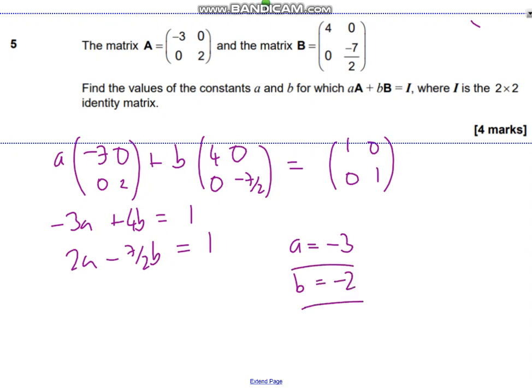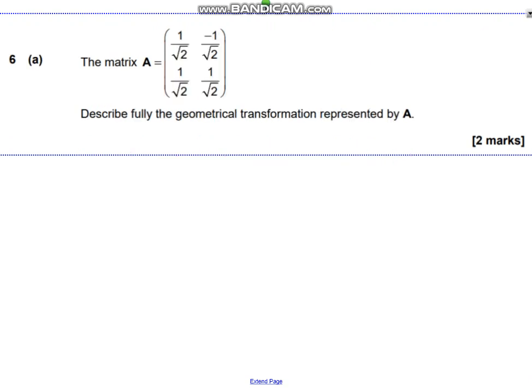Okay, alright, question 6. We should be aware of our general rotation matrix.